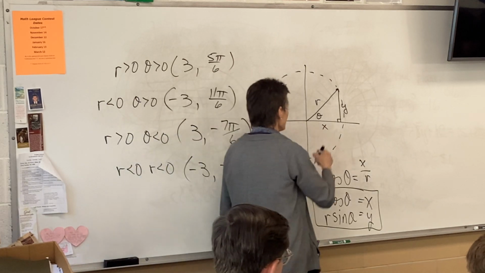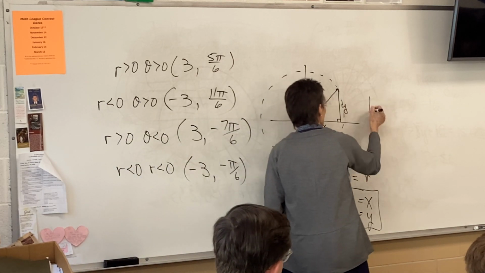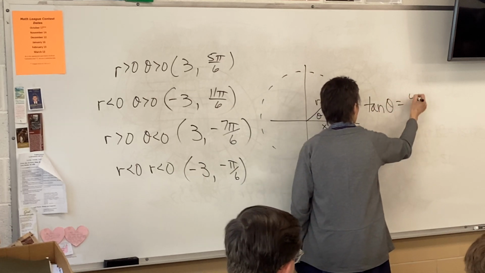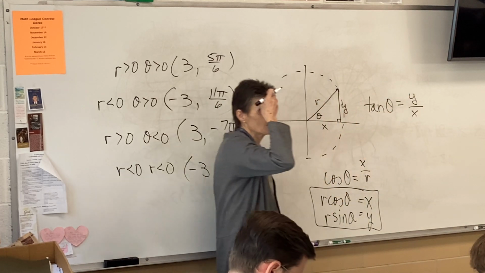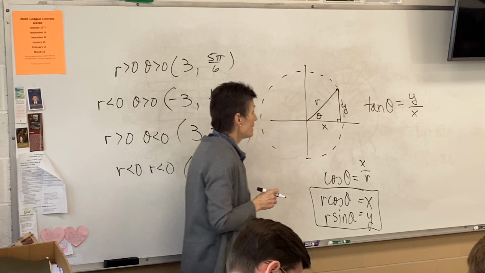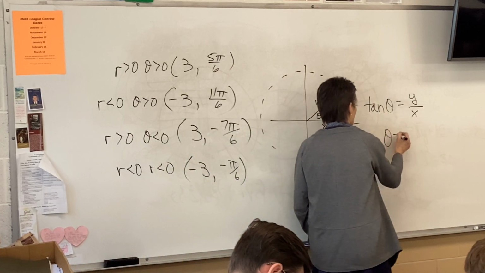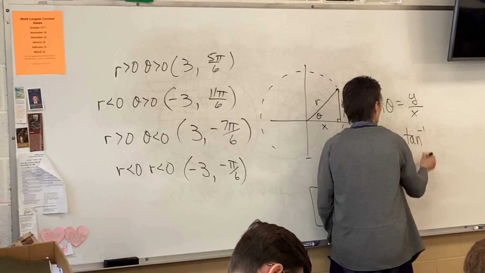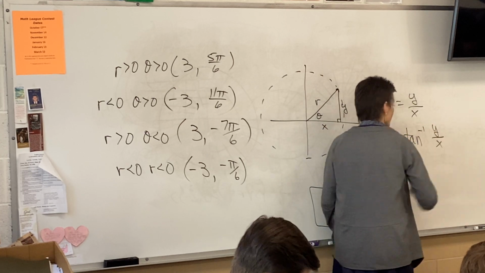Now, would you agree, let's take another look at this picture. Would you agree that the tangent of theta is y over x? That's one of our definitions, right? Y over x. So theta will be the angle whose tangent is y over x.